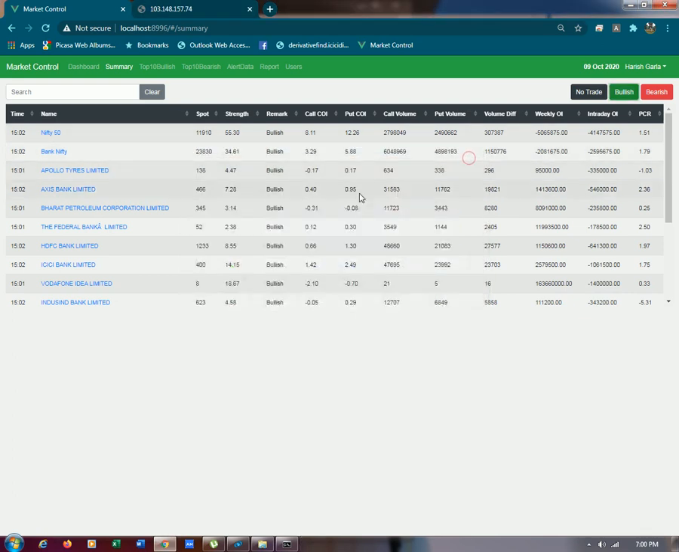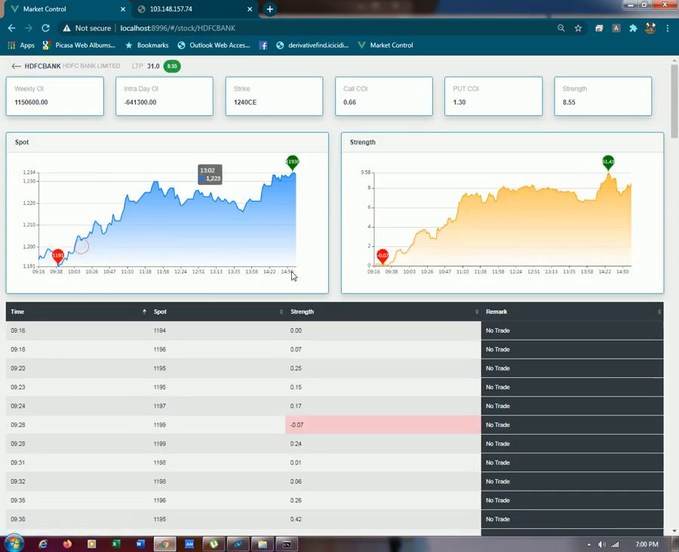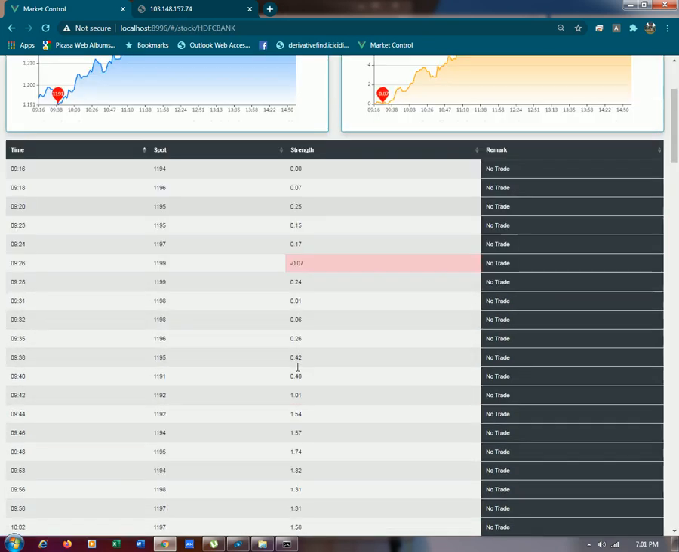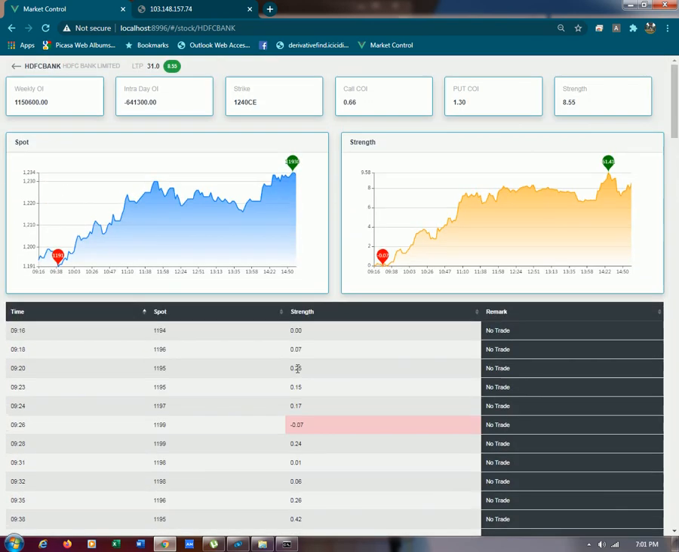So stocks are selected, and if you want to track that particular stock, again you have to select that particular stock, and the same thing as I have explained, you have to go by the indications in both the graphs and the column number 3 and 4 mentioned in our system.